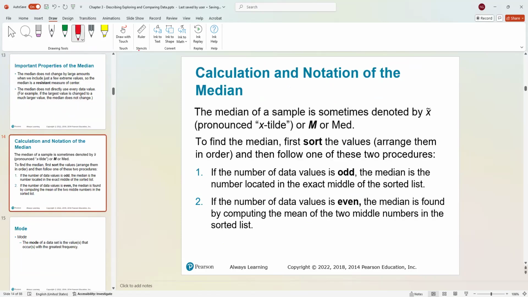All right. Calculation and notation of the median: usually we call it M, so the median of a sample is sometimes denoted like X tilde, all right?